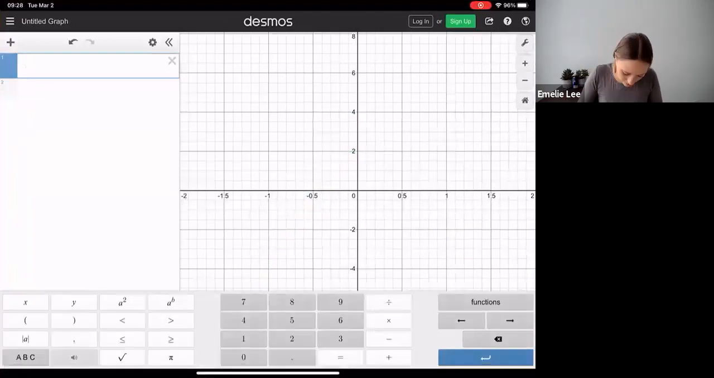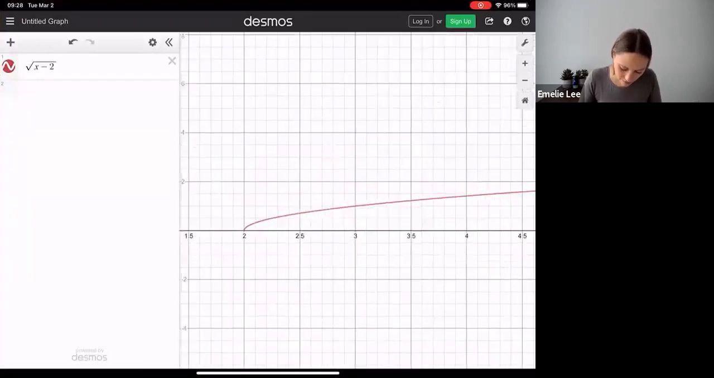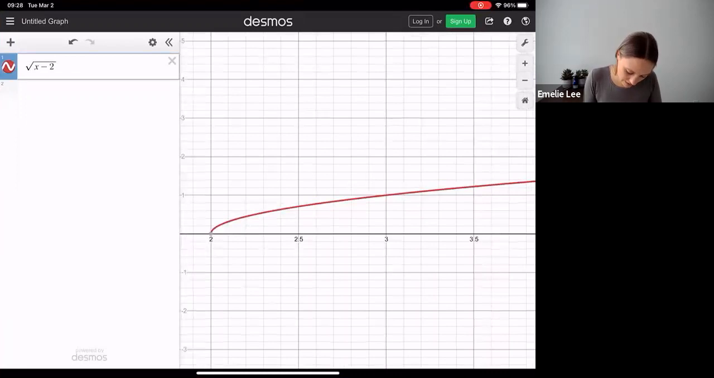So we have the little square root button here, and x minus 2, there. I have to zoom out a little bit. Okay, so notice that here, okay, at 2, 0, oh, sorry, it's lagging. It goes from 2 and then all the x values greater than 2, right? Which matches our domain, right? And so that is what the domain is.